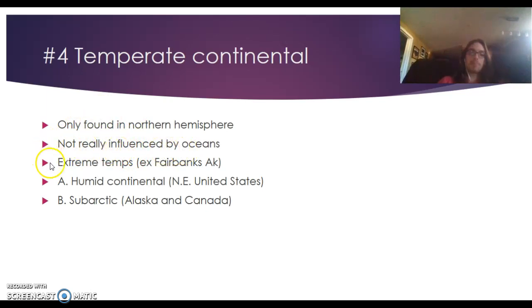happen with like extreme temperatures. So that example of Fairbanks, Alaska, if you remember, that's going to be that example again for a temperate continental climate where they have really, really cold winters and really hot summers.